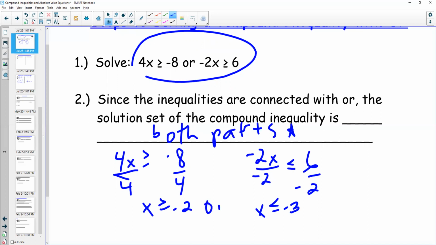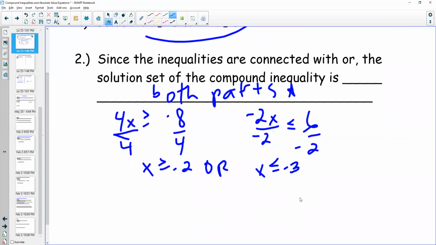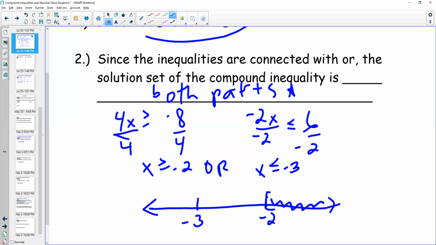So my answer is x is greater than or equal to negative 2, or it's less than or equal to negative 3. It can be either. So this is fine, but what you're going to find when you graph it on the number line, it's going to look a little different. So I'll put my numbers on there, negative 2, negative 3. X is greater than or equal to negative 2, so hard bracket, numbers getting larger. X is less than or equal to negative 3, hard bracket, numbers getting smaller.